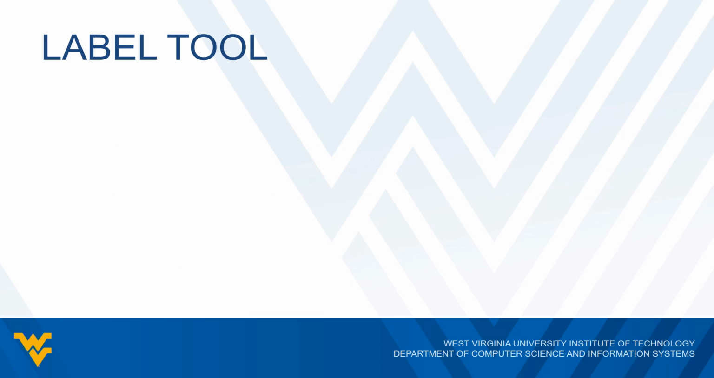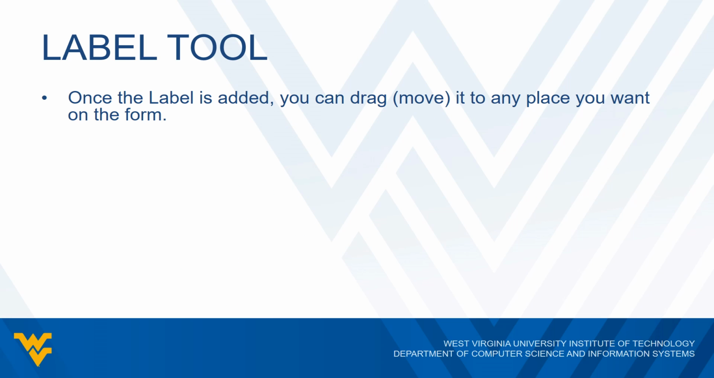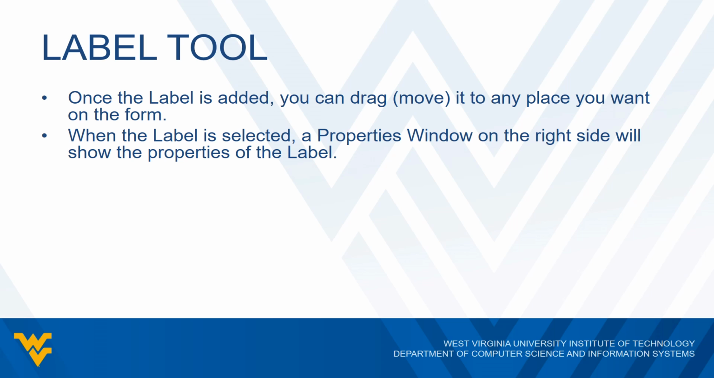As we mentioned, once we add the label to our form, we can move it anywhere we want. So we can click on it and drag to wherever we want this label to appear on our form. And once we've selected the label, we get a new properties window on the right side of Visual Studio. It's the same place where the properties window was before. The only difference now is we see the properties for the label and not the properties of the form. If you want to see the properties of the form again, you would just click on the form. But if you click on the label, you would see the properties specific to that particular label.